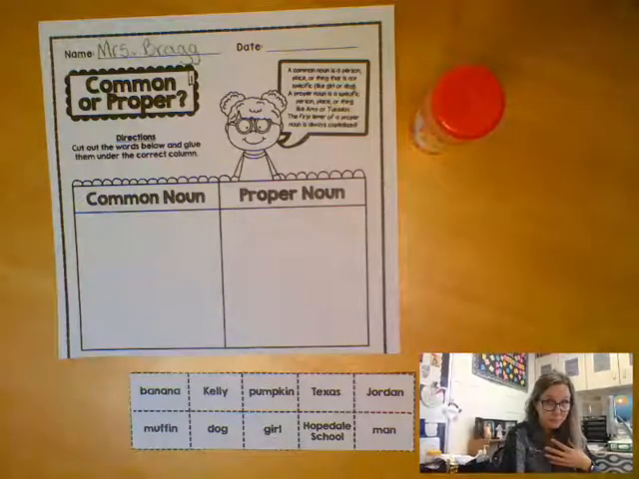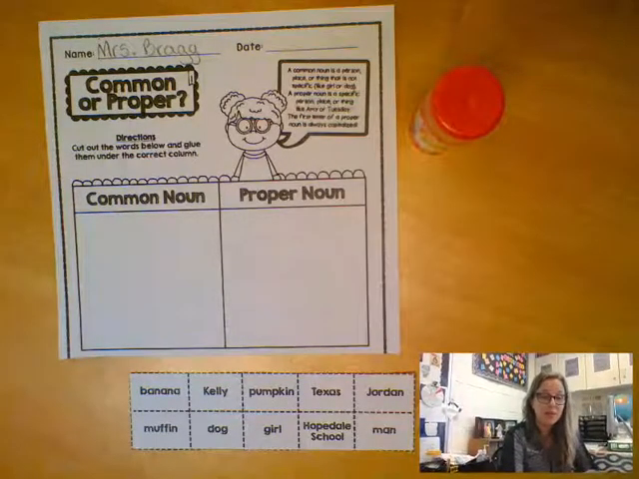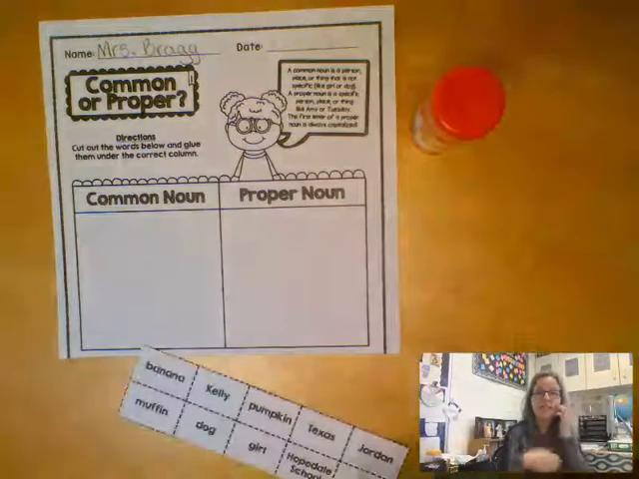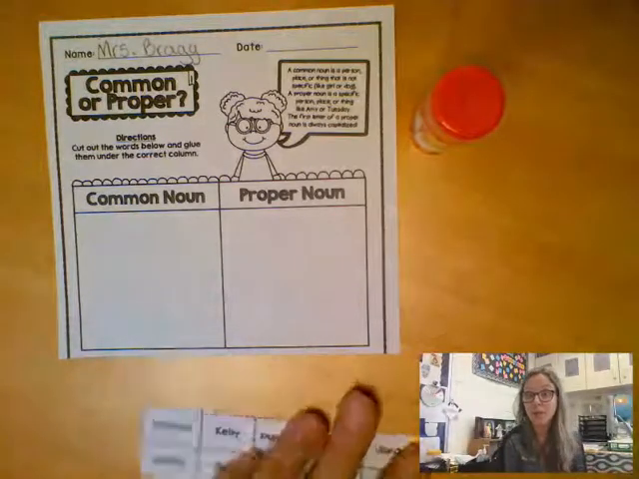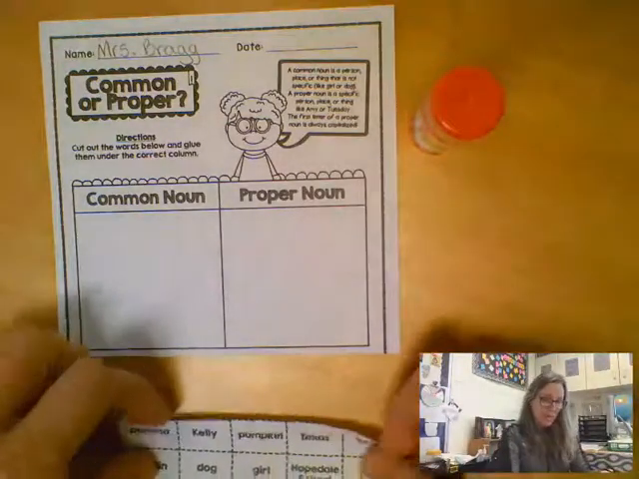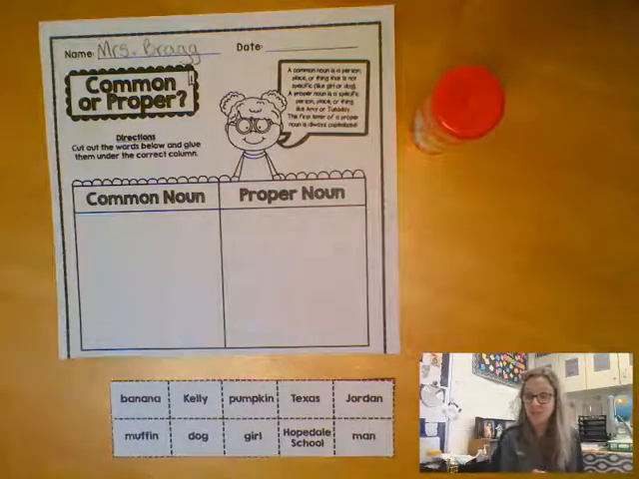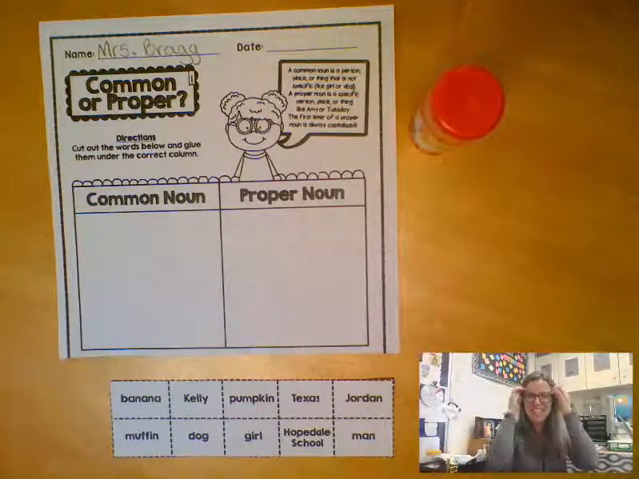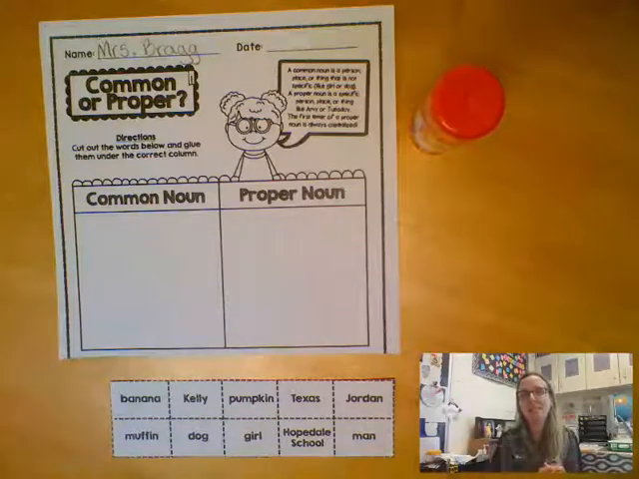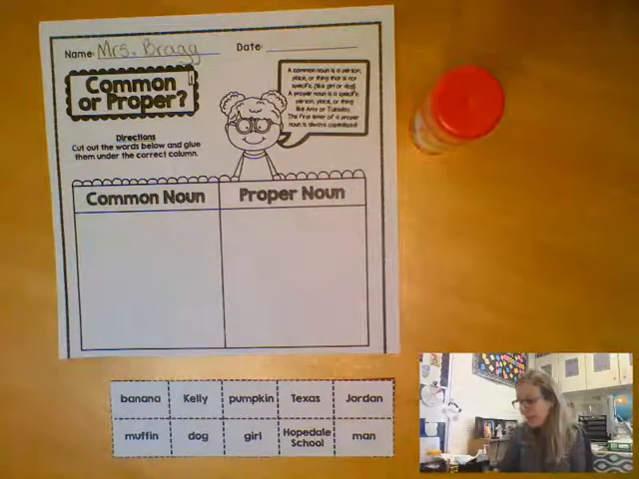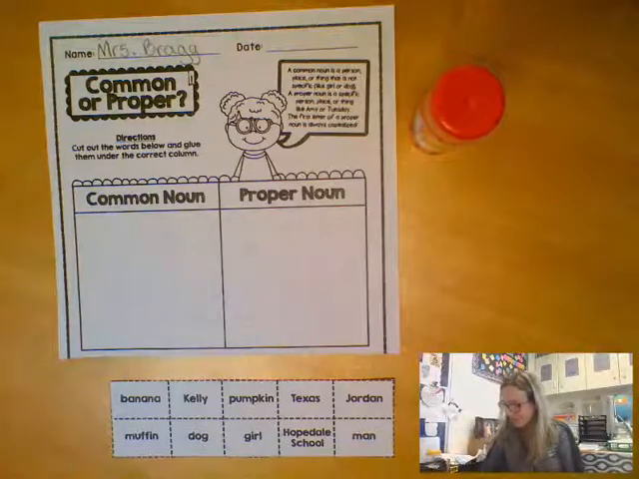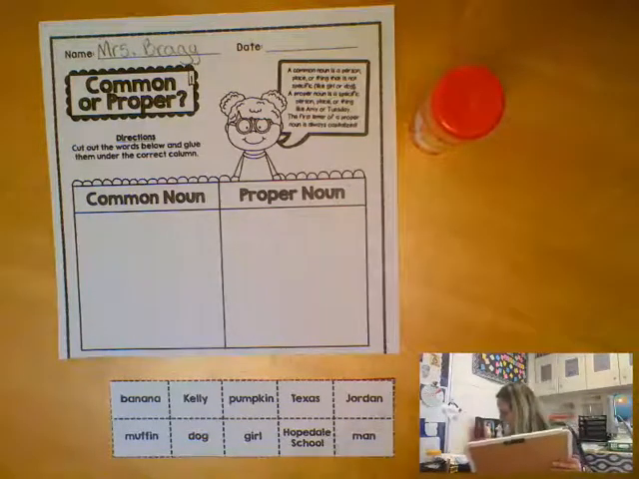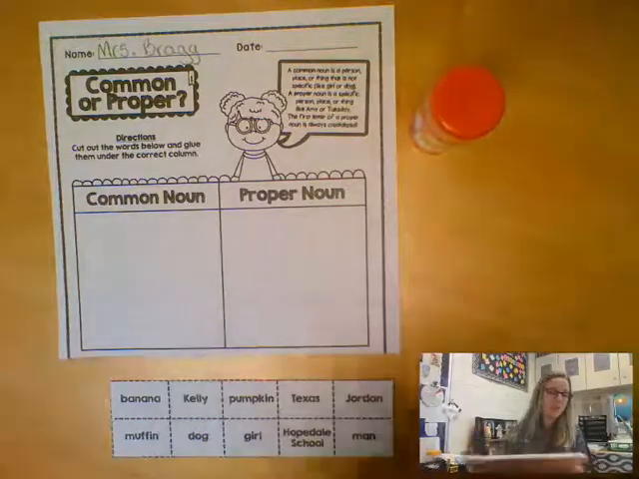Anytime that we see a person, a place, an animal, or a thing, we know that that is a noun. Now, the difference between a common noun and a proper noun is really simple once it's explained to you. So I'm going to get out my handy dandy whiteboard and put it here on the screen for you. And I am going to model for you the difference between a common noun and a proper noun.